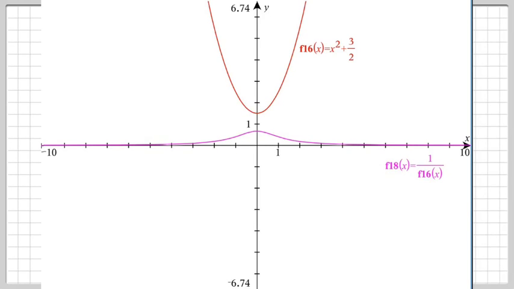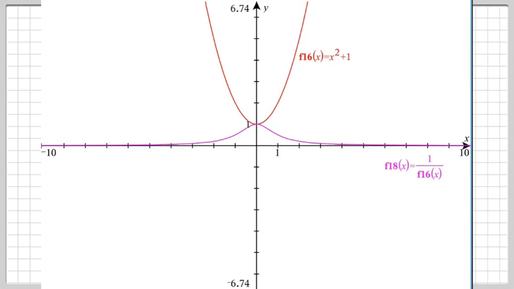Now, when we get down to 1, what's going to happen? When we get down to y is 1, what's going to happen? You ready? Here we go. Yes, they're going to intersect because 1 over 1 is 1.